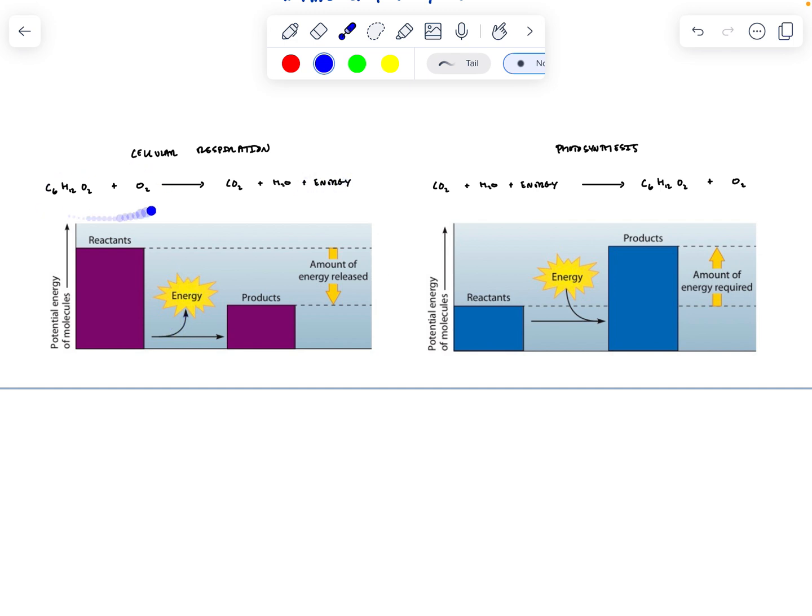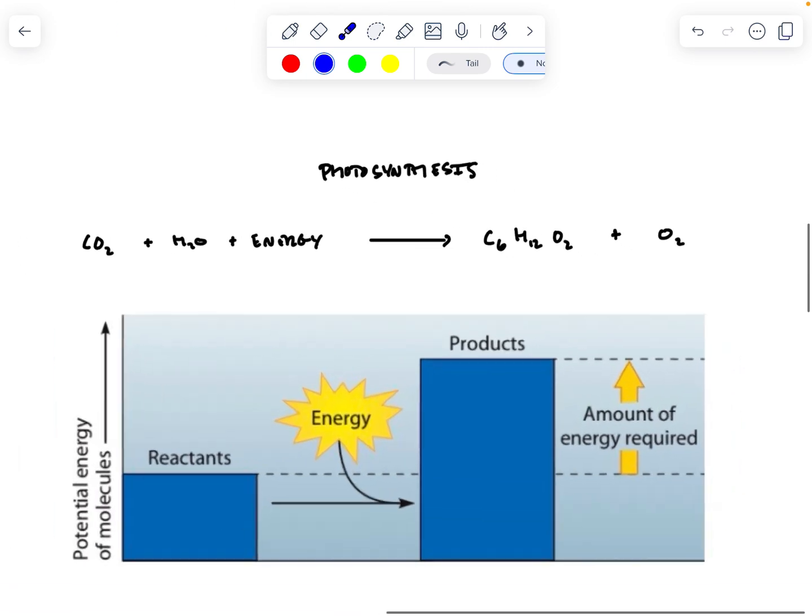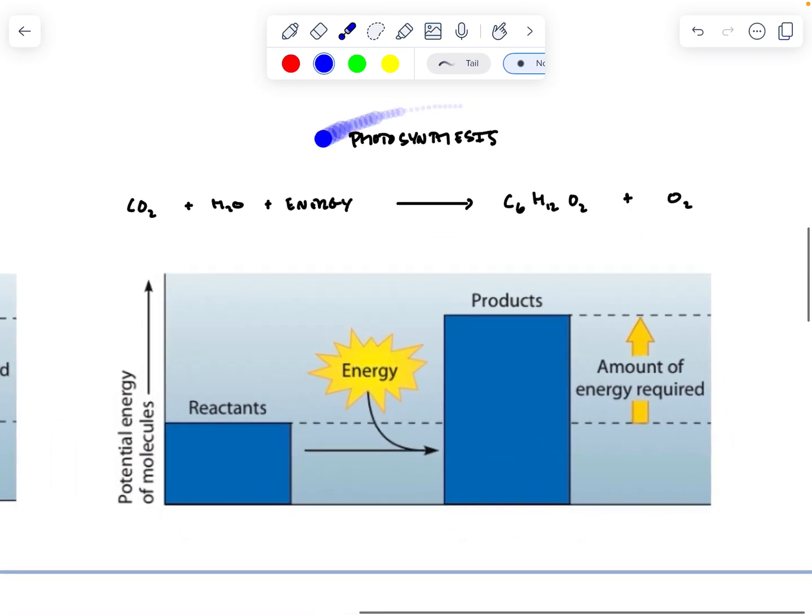So when you eat food, almost all this food is going to be processed in cellular respiration, and you are going to exhale CO2 and water and release energy as well through cellular respiration. So this is an example of an exothermic reaction. Photosynthesis is an example of an endothermic reaction.